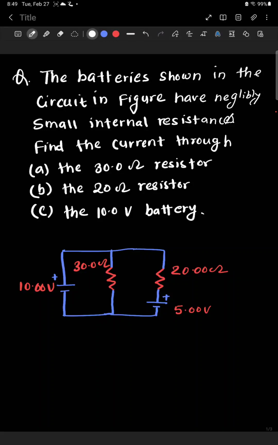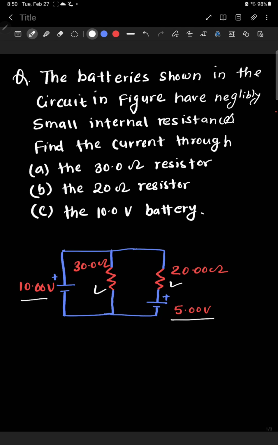So we have a problem here. The batteries shown in the circuit in the figure below have negligibly small internal resistances. Find the current through the 30 ohm resistor, the 20 ohm resistor, and the 10 volt battery. The 30 ohm is this one, and the 20 ohm resistor is this one. So we have two batteries over here, a 10 volt battery here, and a 5 volt battery on the right hand side.